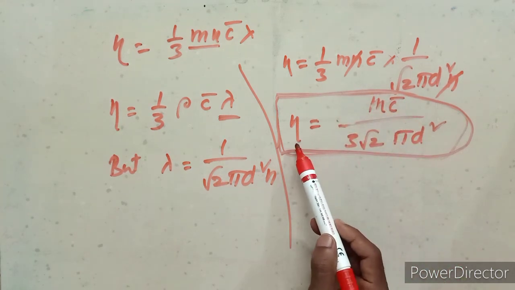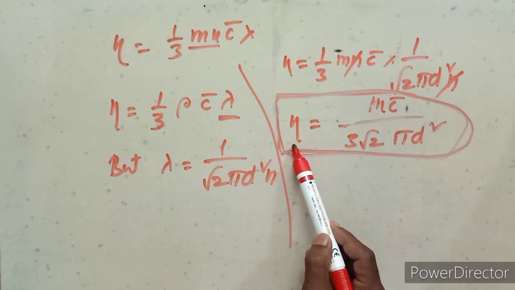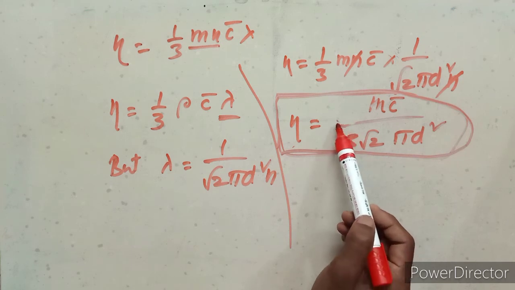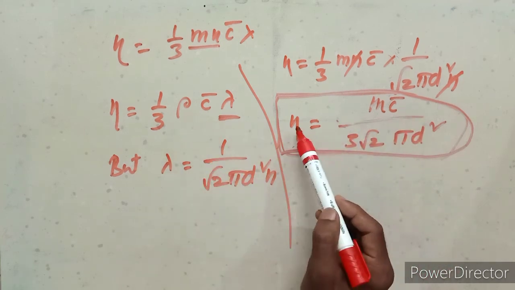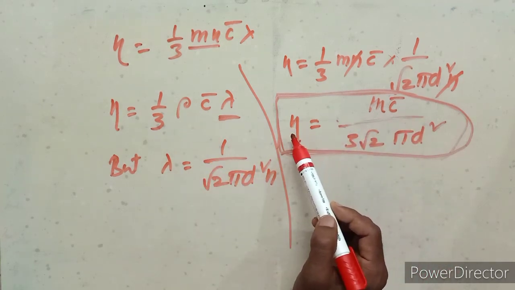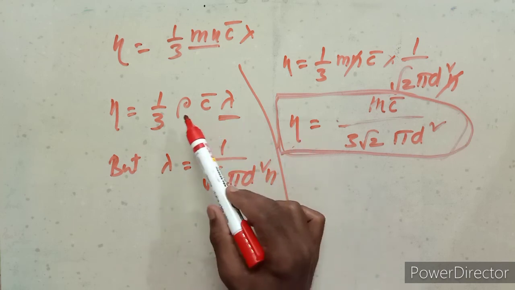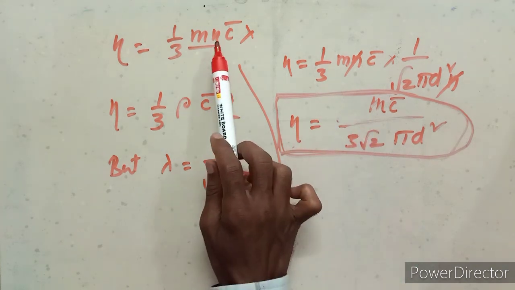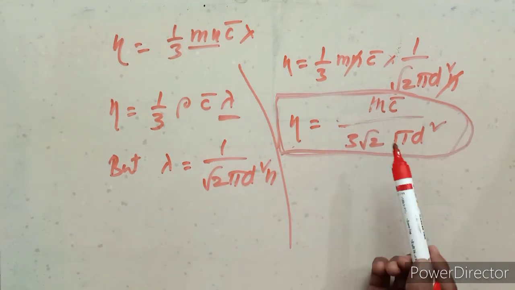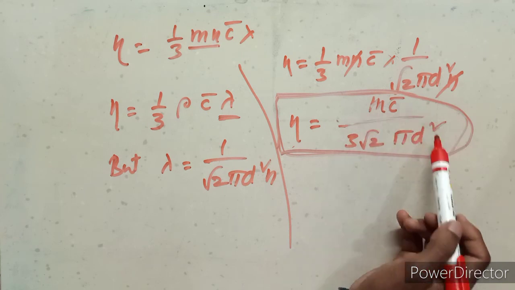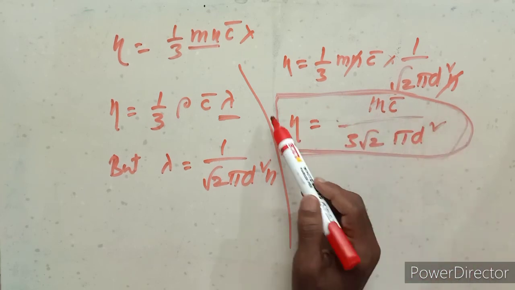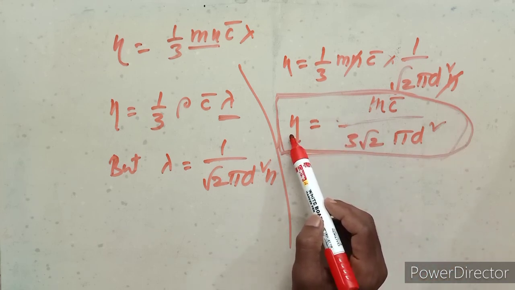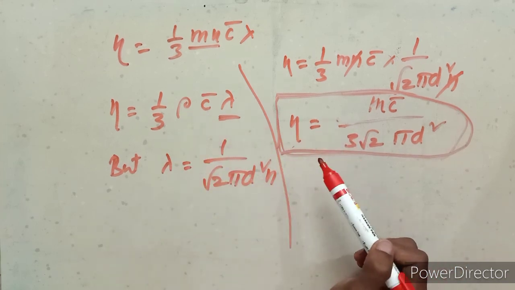This coefficient of viscosity is independent of density. There is no dependence upon density. The coefficient of viscosity is independent of density and of the number of molecules, because there is no n here and no density in the equation. So the coefficient of viscosity is independent of density or number of molecules.